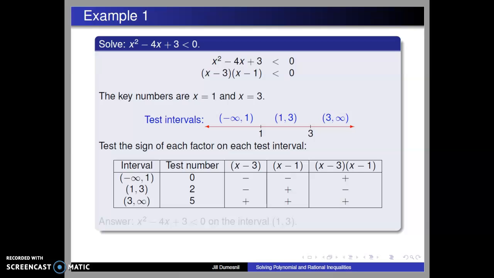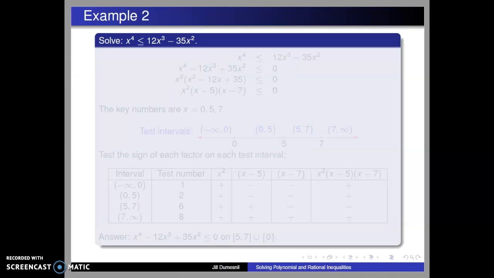Finally, on the interval from 3 to infinity, we choose the test number x equals 5. Both factors are positive when x equals 5, so the product is also positive there. Now we need to interpret this sign chart to answer the original question. We want to choose where the product is negative. Therefore, the inequality x squared minus 4x plus 3 is less than 0 on the interval from 1 to 3. Let's look at more examples.